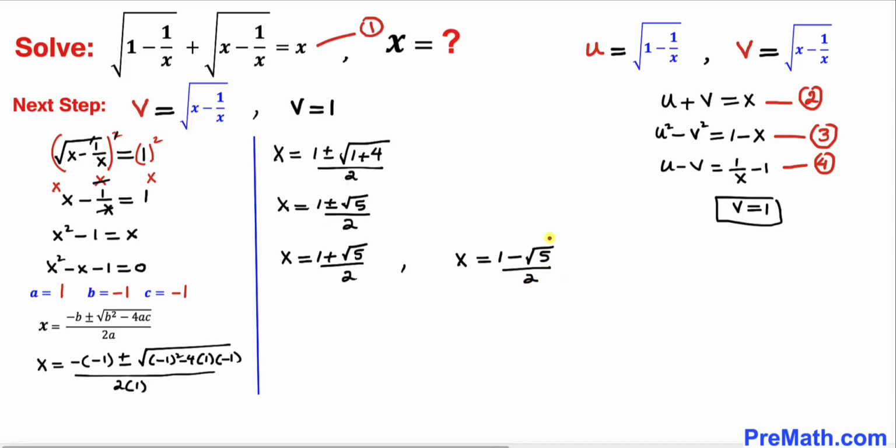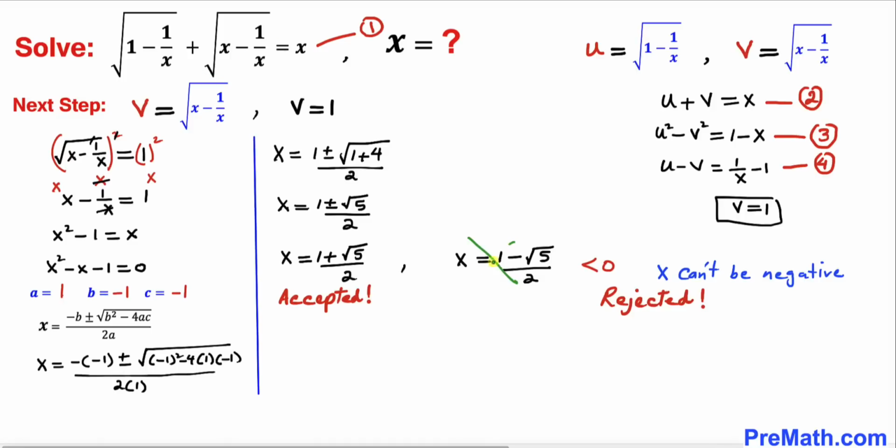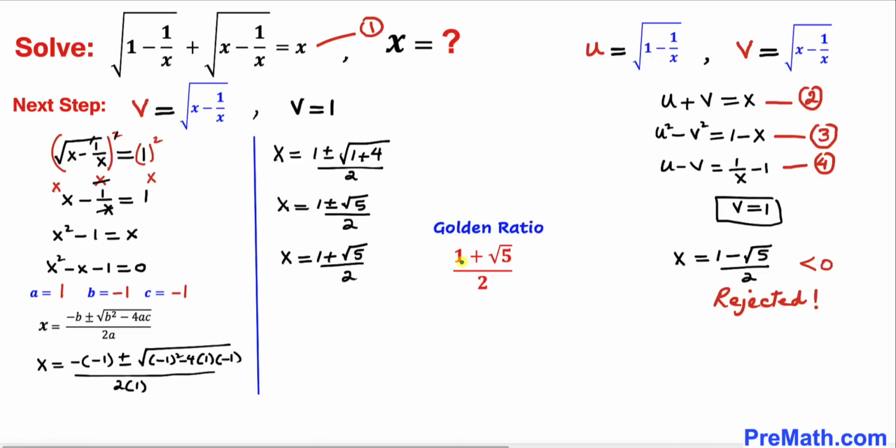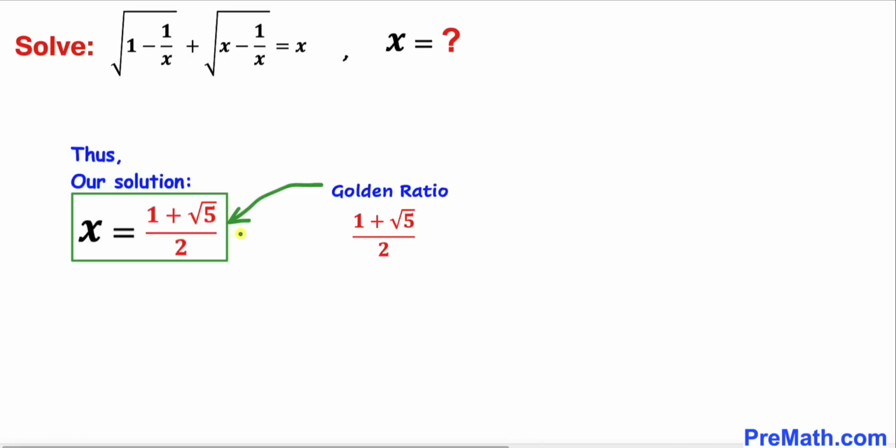And now we can see that this part is less than 0, a negative number. And we know that x cannot be negative because x is the sum of two square roots. Therefore, we are going to reject this x value and we are going to accept this positive value of x. And we know that this value, 1 plus square root of 5 divided by 2, is called the golden ratio. So thus our solution turns out to be the golden ratio.